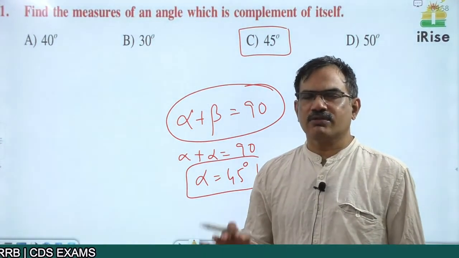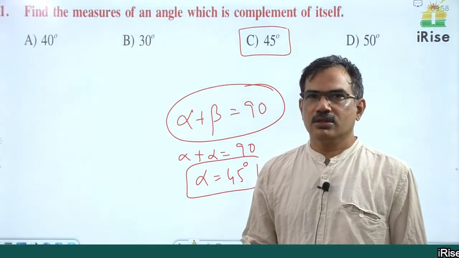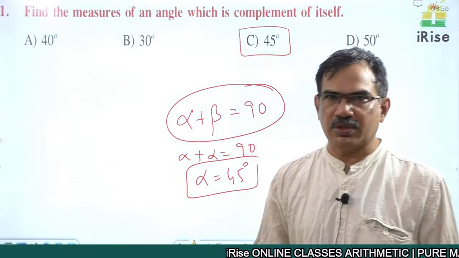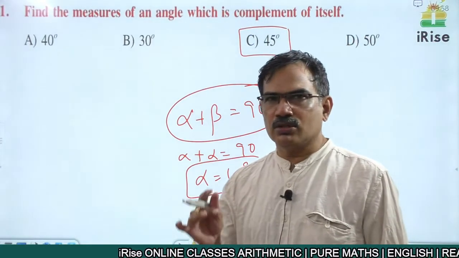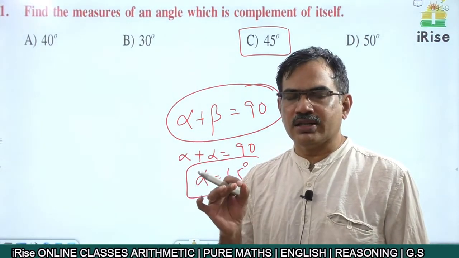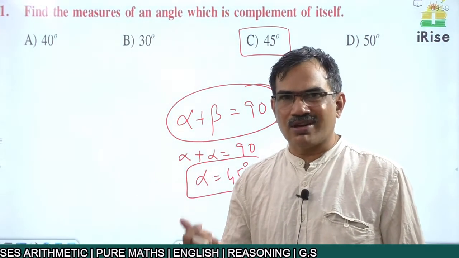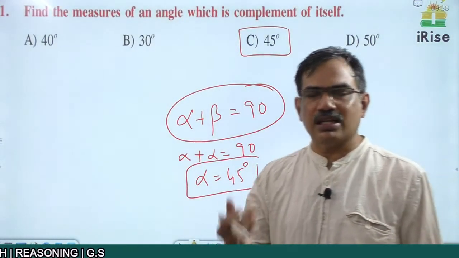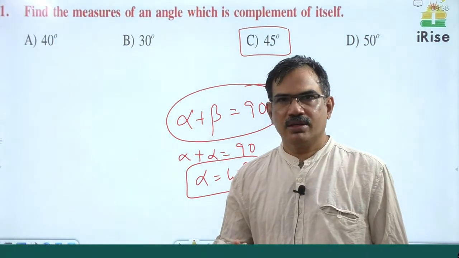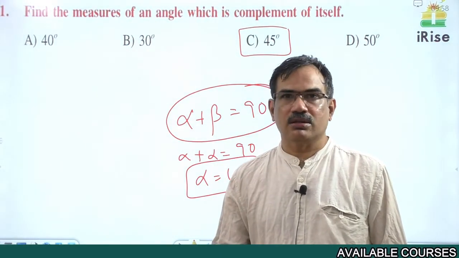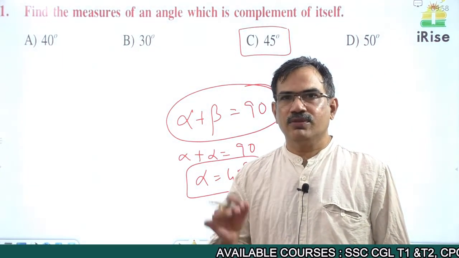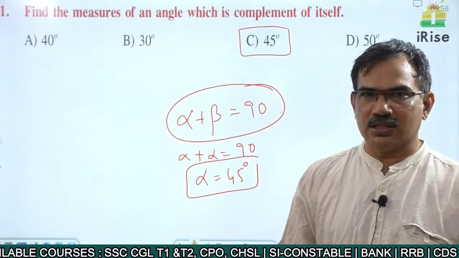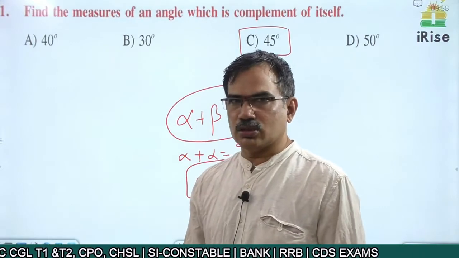Actually these are very easy questions. I am giving all these questions only for basics revision. What you have to know are the definitions of all this: what are complementary angles, what are supplementary angles, what are alternate angles, what are vertically opposite angles, and what is a transversal. If you know everything, then the problems are very easy. Okay, see the next question.